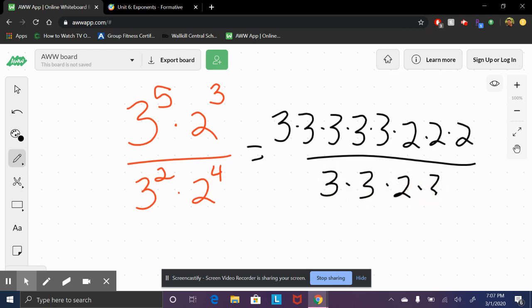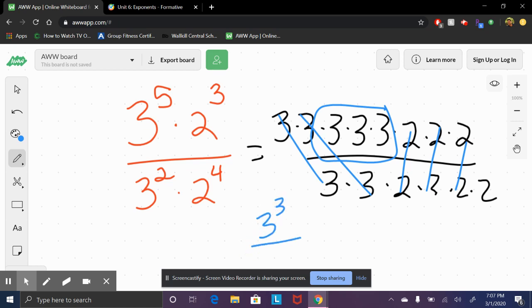1, 2, 3, 4. Cancel them out. 1, 2. All right. Only those two cancel. 1, 2, 3. Cancel. So I'm left with 3 3s on top, 3 to the 3rd, over 2s. Only 1 2 is left over on the bottom, over 2. And I can't simplify that any further.